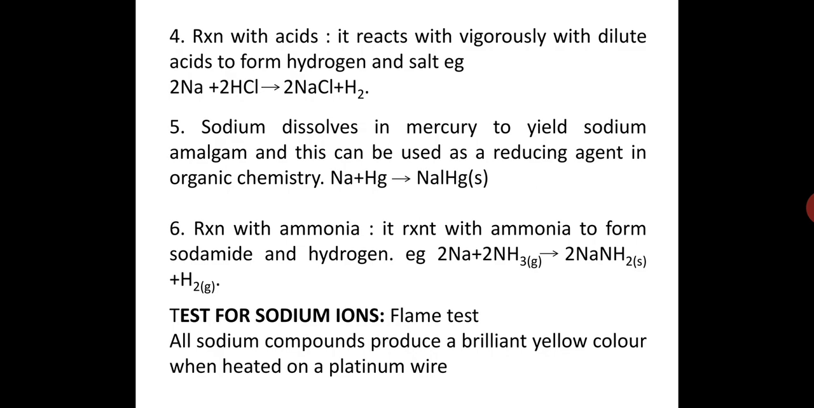Another chemical property of sodium is the reaction of sodium with mercury. Sodium dissolves in mercury to yield sodium amalgam, and this can be used as a reducing agent in organic chemistry. You see the equation, the reaction between sodium and mercury to give us sodium amalgam, which is a solid.